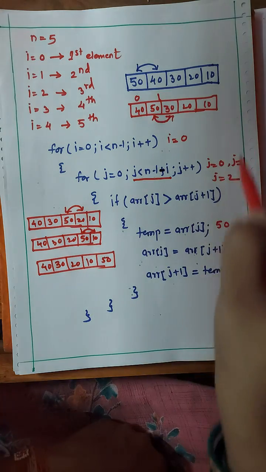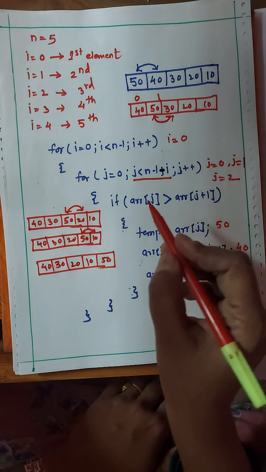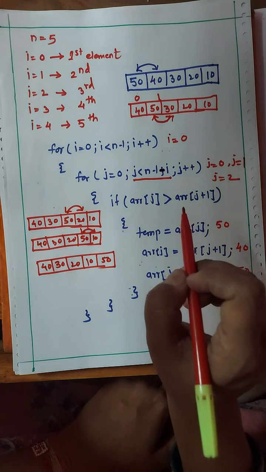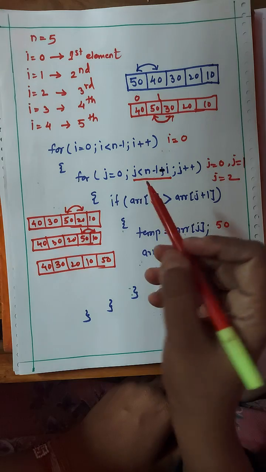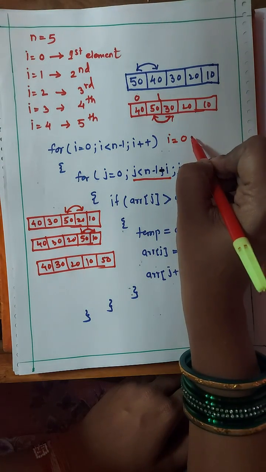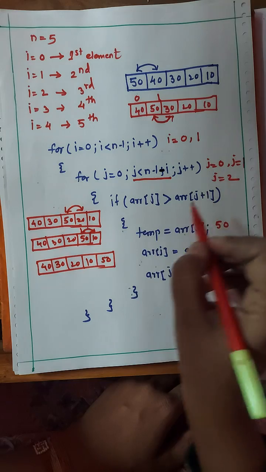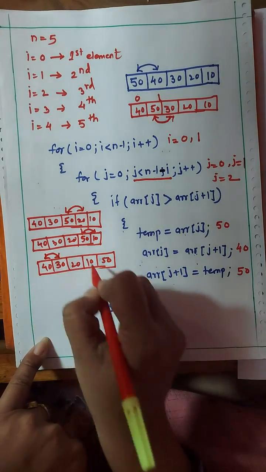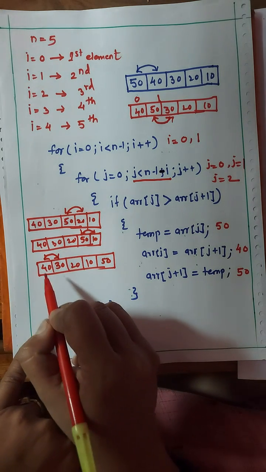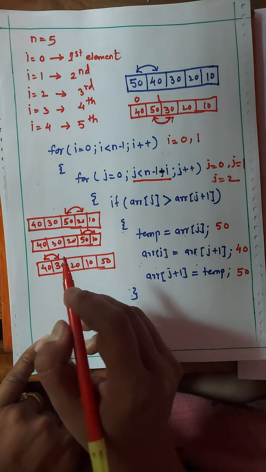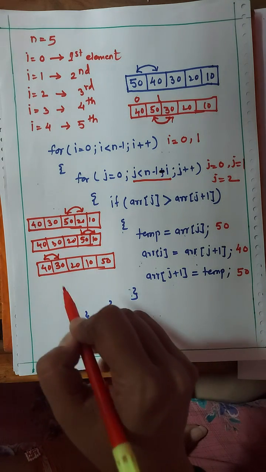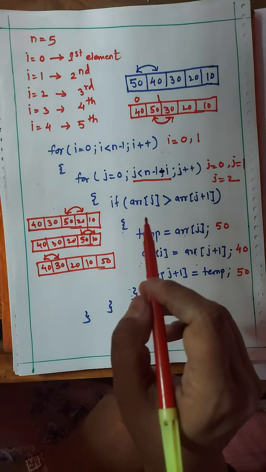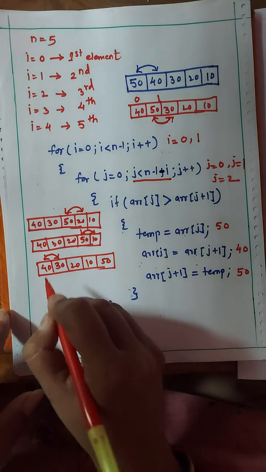So all these iterations of the inner loop are called the first pass of the sorting. Now the second pass will start from here. The value of I equals 1, and again it will be checked in the same way. If it is not in order, then it will be swapped again. So these iterations are applied to the array.